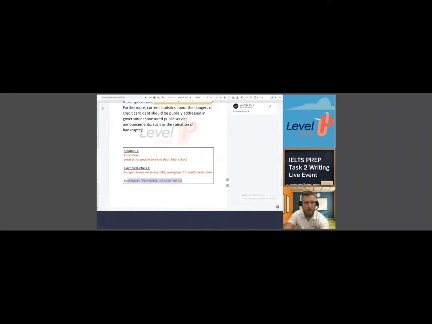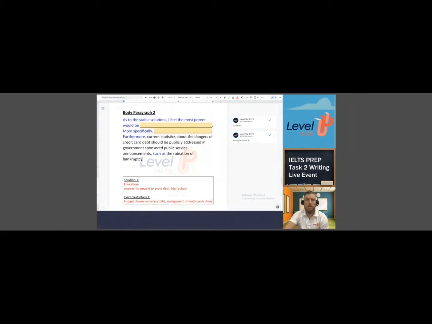Come on, guys. Is anybody writing about our first solution? As to the viable solutions, I feel the most potent would be courses for people to avoid debt, maybe in high school or before high school. More specifically, have budget classes on salary, bills, savings as part of the math curriculum. We can put it in there like that. If you guys don't have anything to add, we'll just do it like that. I'm not sure whose ideas this was. Is there anything in the chat? No movement for now. All right, so let's do this.